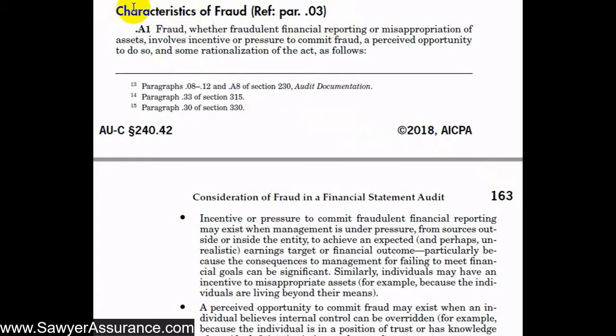Here we're discussing the characteristics of fraud, starting here with A1. The first part describes what we call the fraud triangle. A triangle has three points, and typically in order for a fraud to occur, three items have to be present: an incentive or pressure to commit the fraud, a perceived opportunity to do so, and some rationalization of the act. That's what's usually referred to as the fraud triangle.